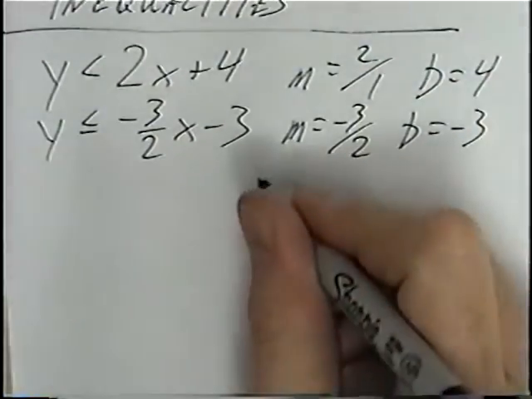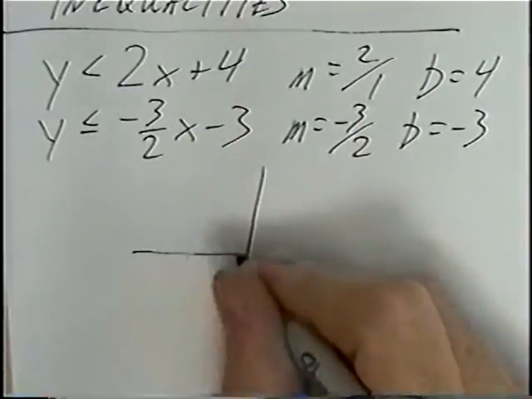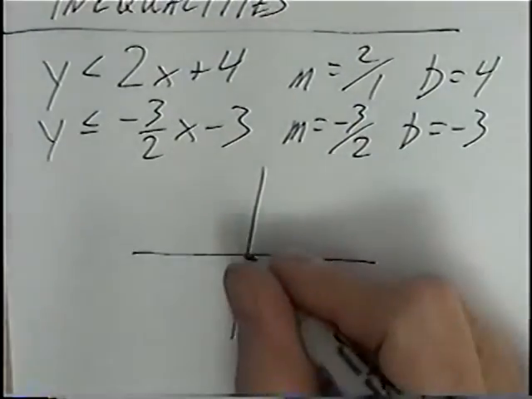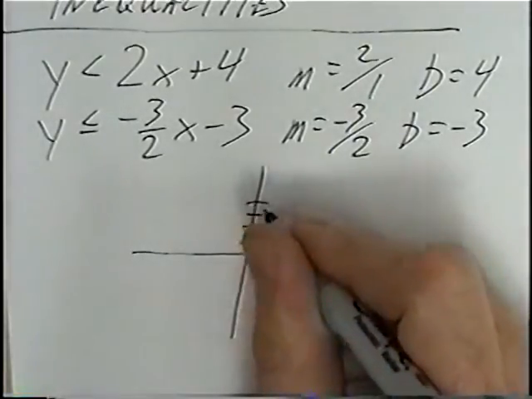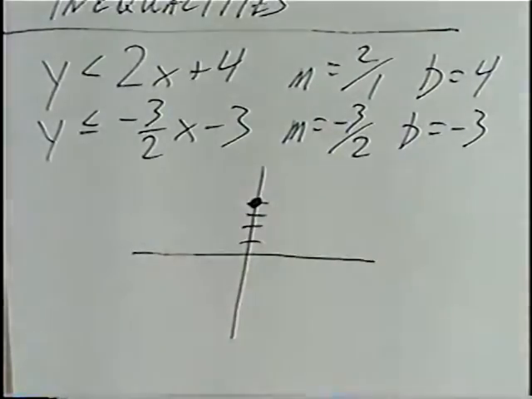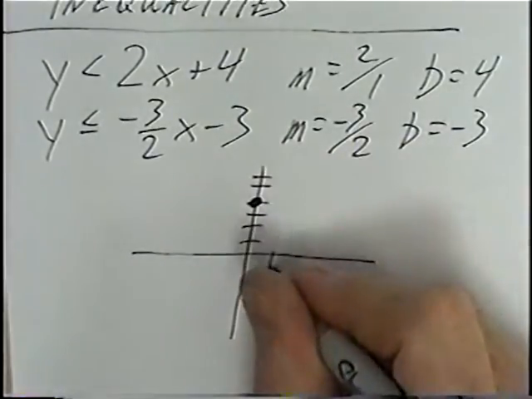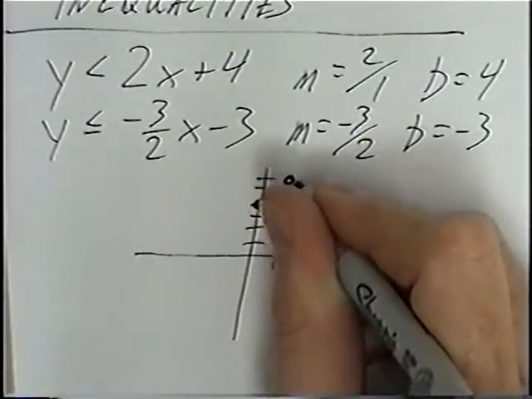Graphing, once we have the slope and y-intercept. The first inequality, the y-intercept is at 4. And the slope is 2 over 1, going up 2 spots and to the right 1 spot.